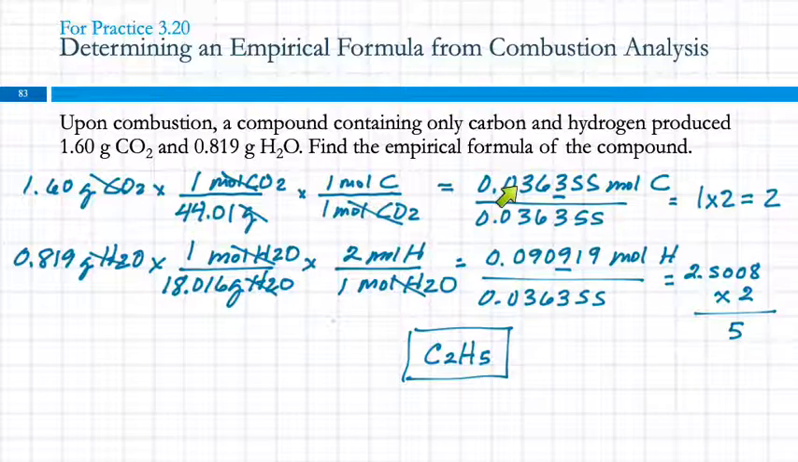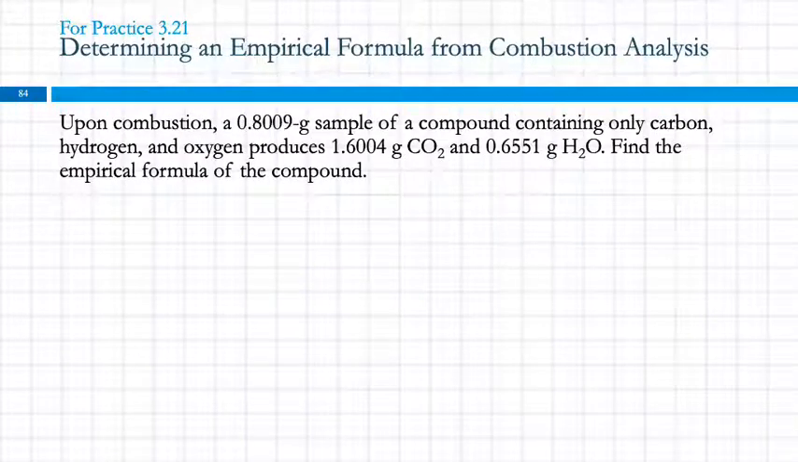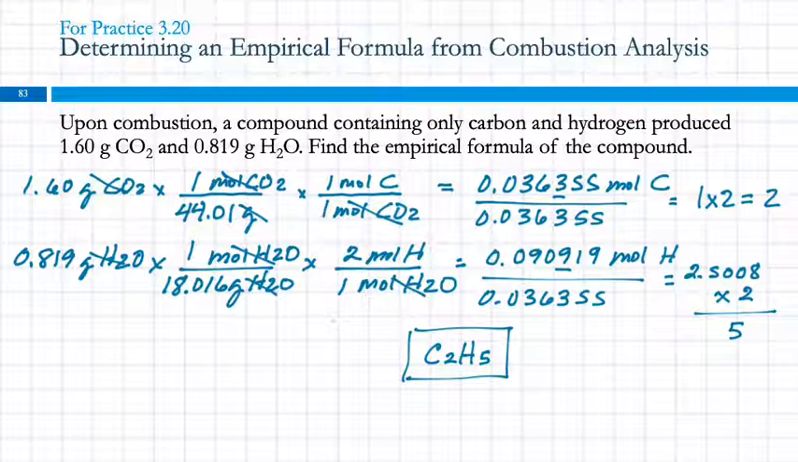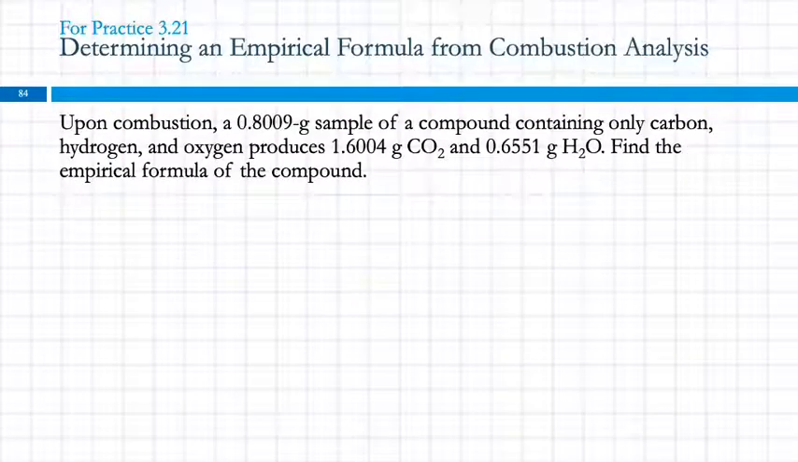From this point where you have moles of each element, the rest of it is just like the regular finding an empirical formula. Yeah. So in that case, it was only carbon and hydrogen. Right. So will we be able to find the mass of oxygen? I'm so glad you asked, because that's the next example.